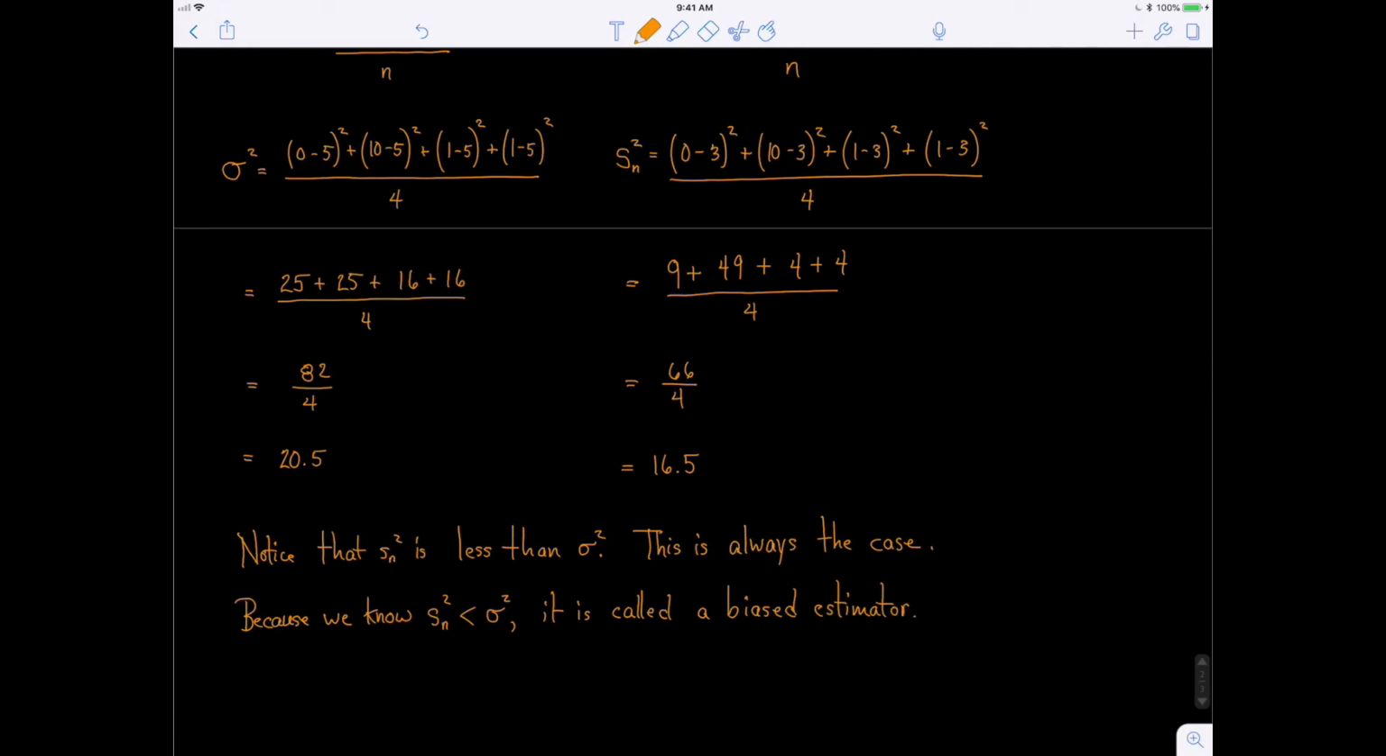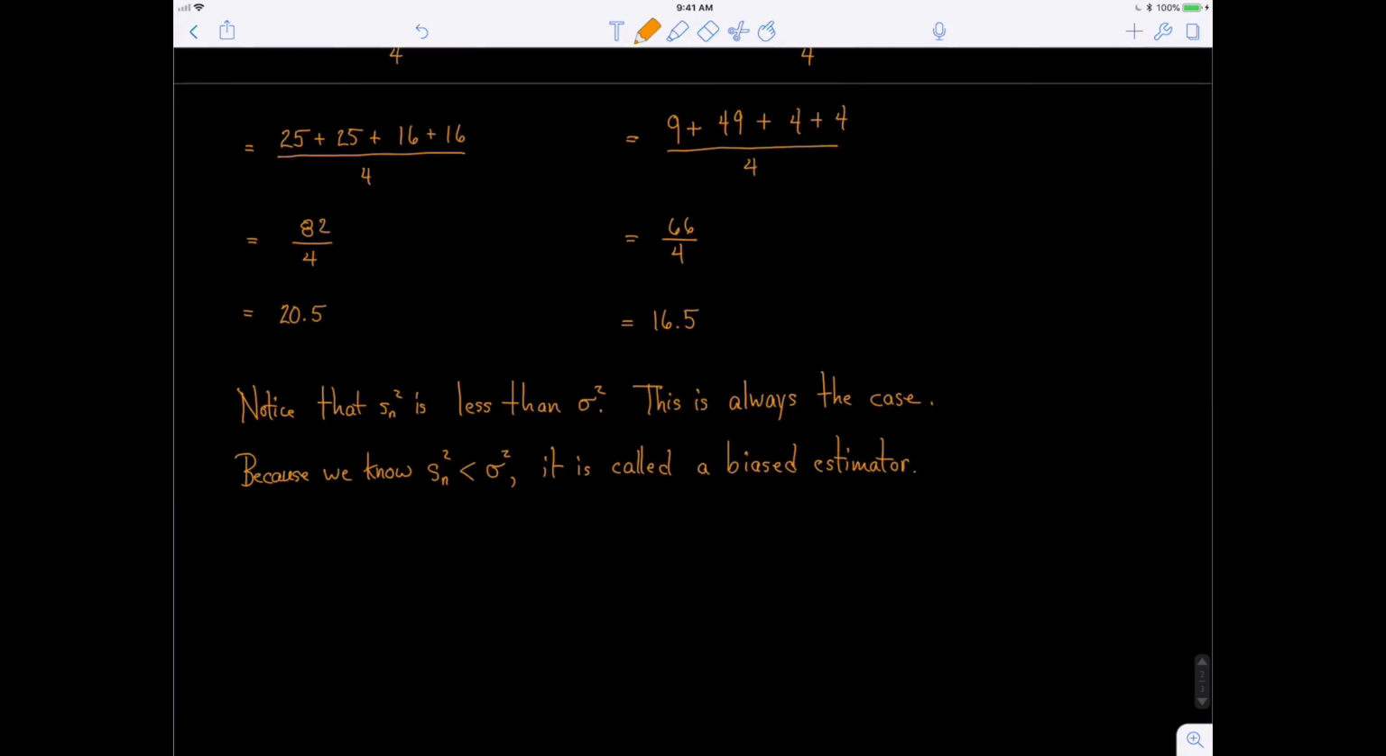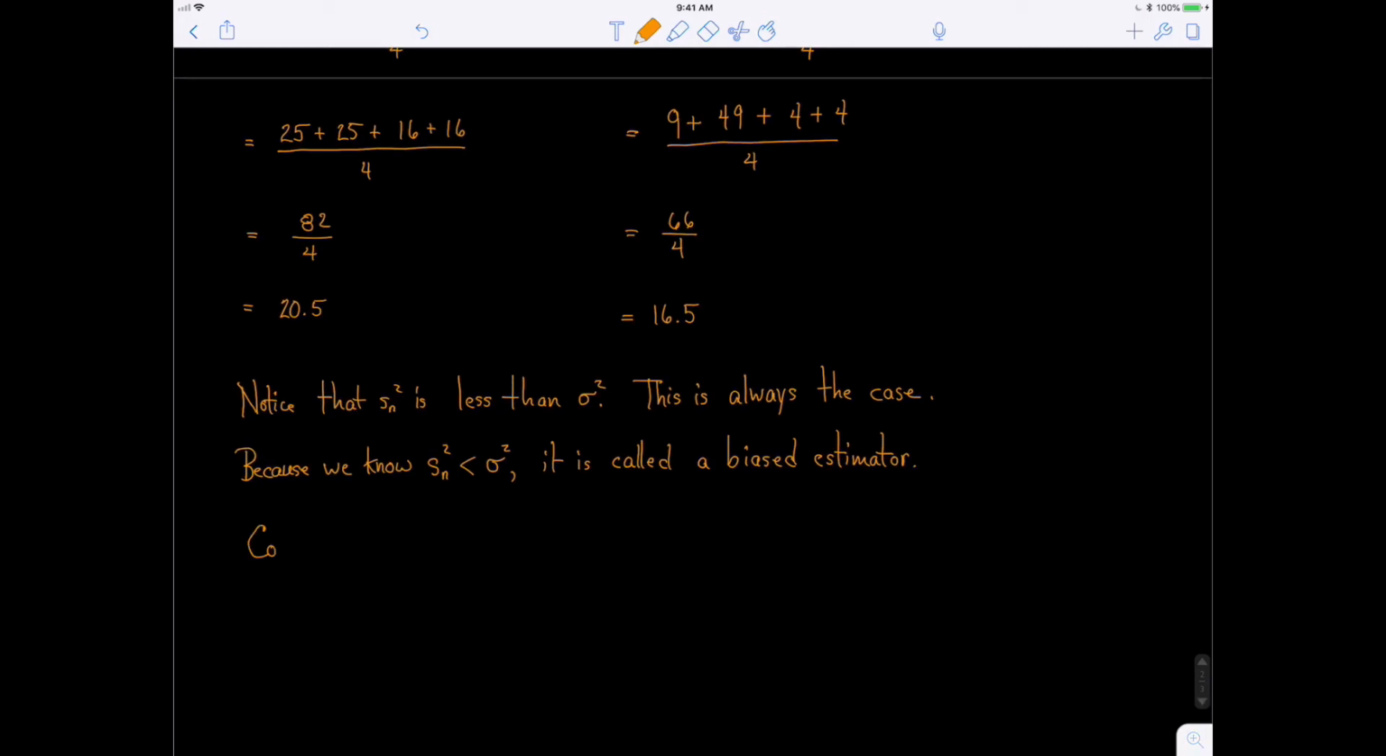In other words, if we're using it, we'd be knowingly making mistakes. And so we don't want to do that. So what we do is this. And this is actually a rather involved math problem, but there's a correction.